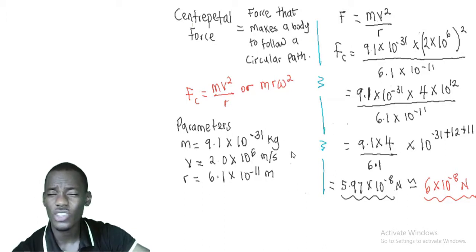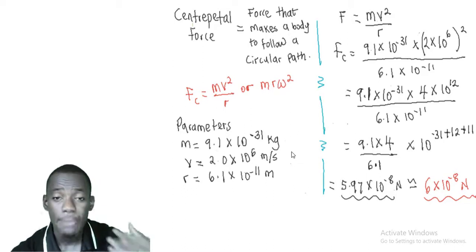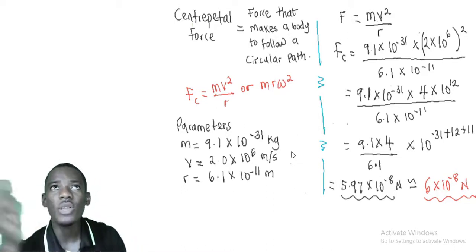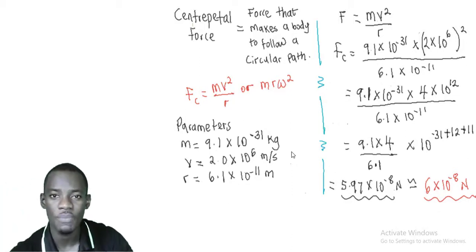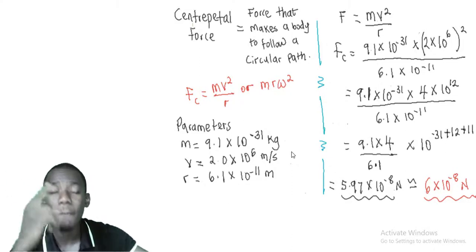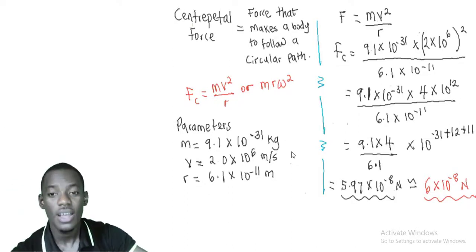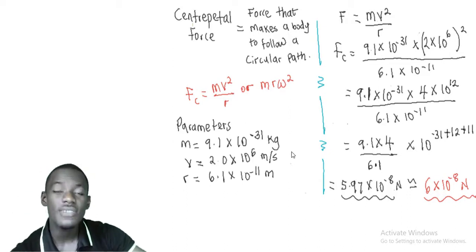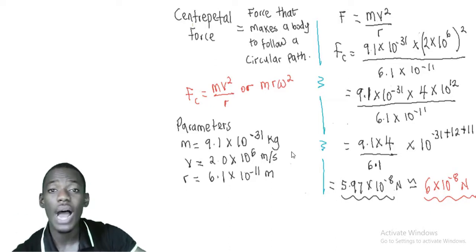Now, you must also know centripetal force, because we have different questions from time to time. When your fan is rolling, what is the force that keeps the fan rolling? It's called centripetal force. It's this force that keeps something in a circular path. So centripetal force is simply the force that makes an object follow a circular path.